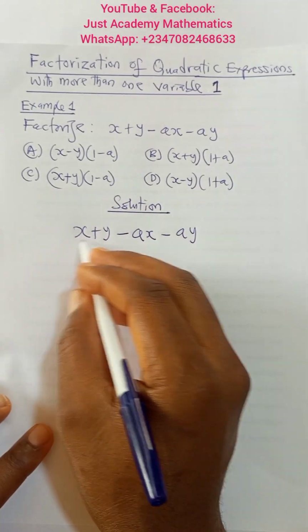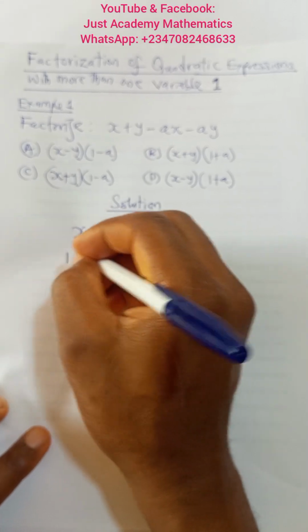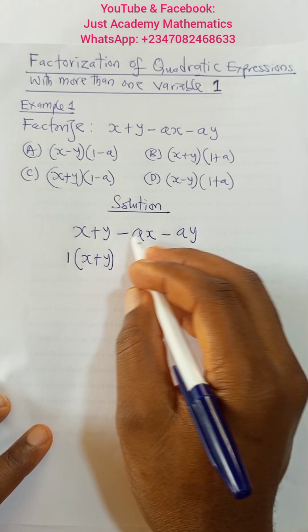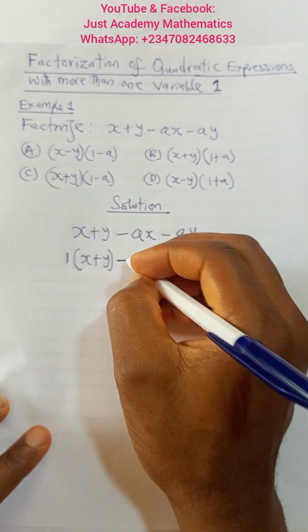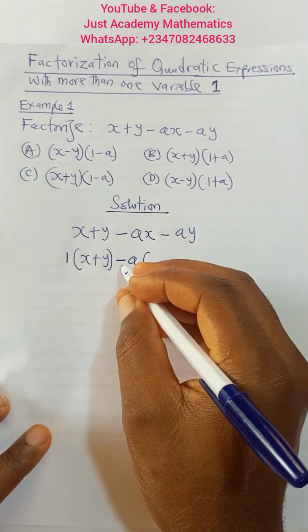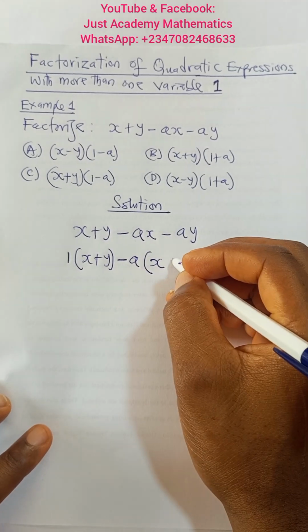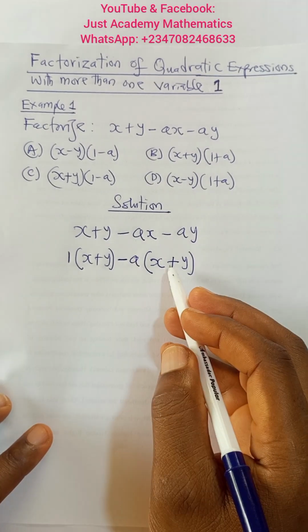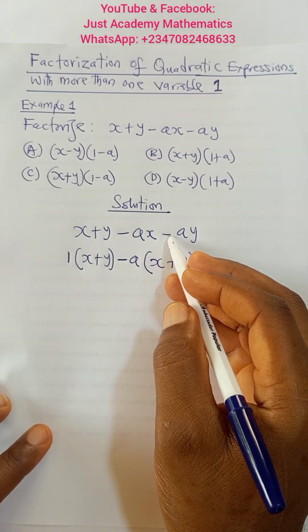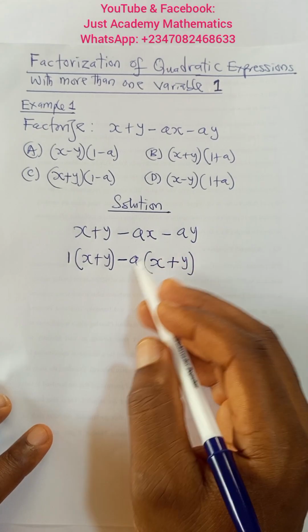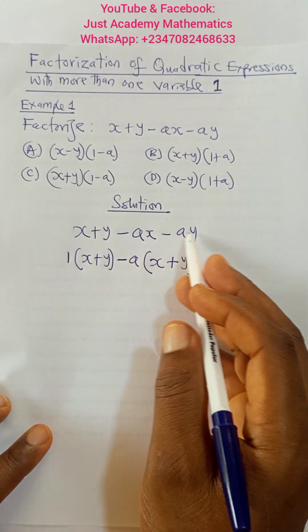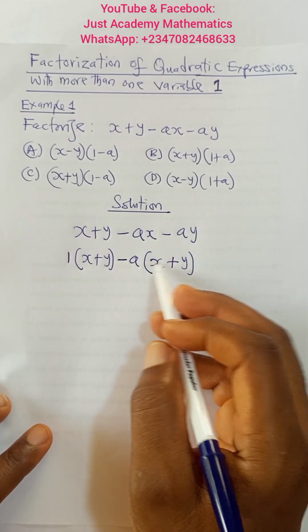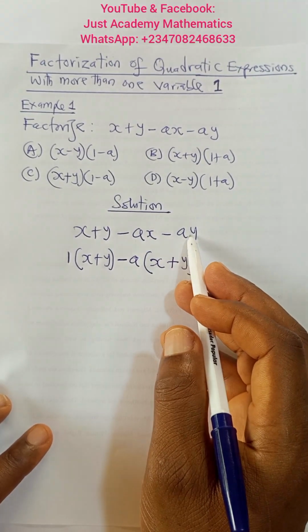Now, since nothing is common in this first pair, we say that 1 is common, which is x plus y inside. Then inside this last pair, what is common? It is minus a. So if minus a is outside, what will remain? It will remain x. Here has to be plus y. Why is it plus? Because minus times plus will give you minus. So always check it. It must give you back what you have here. Minus a times x is minus ax, minus a times plus y is minus ay.